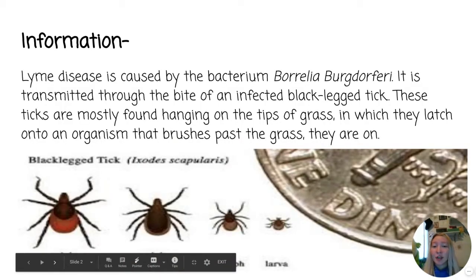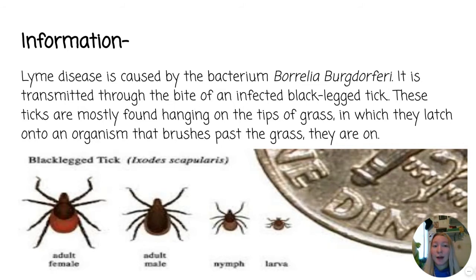So Lyme disease is actually caused by the bacterium Borrelia burgdorferi, and it is transmitted through the bite of an infected black-legged tick. These ticks are mostly found hanging on the tips of grass or things that they can latch onto until an organism brushes past them and they're able to cling onto that instead. Down in the bottom, you can see that a female is bigger than a male, and those are the sizes according to a dime. They're very small.